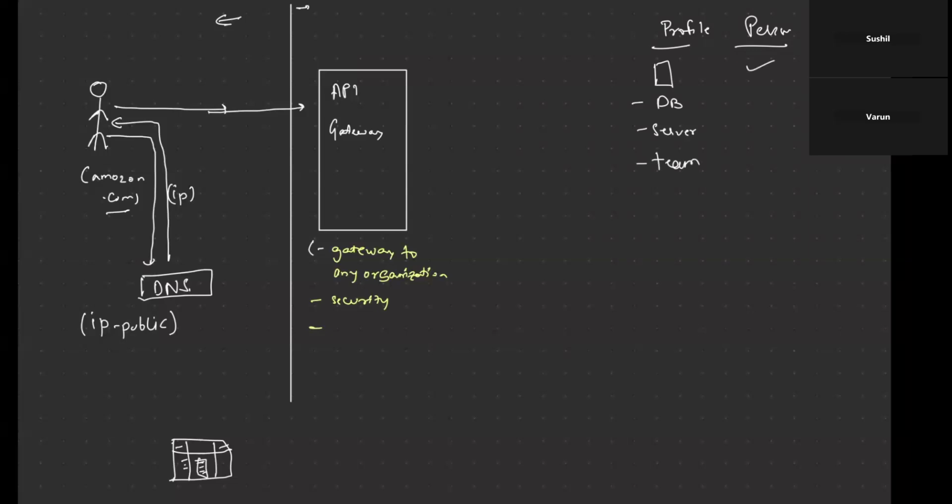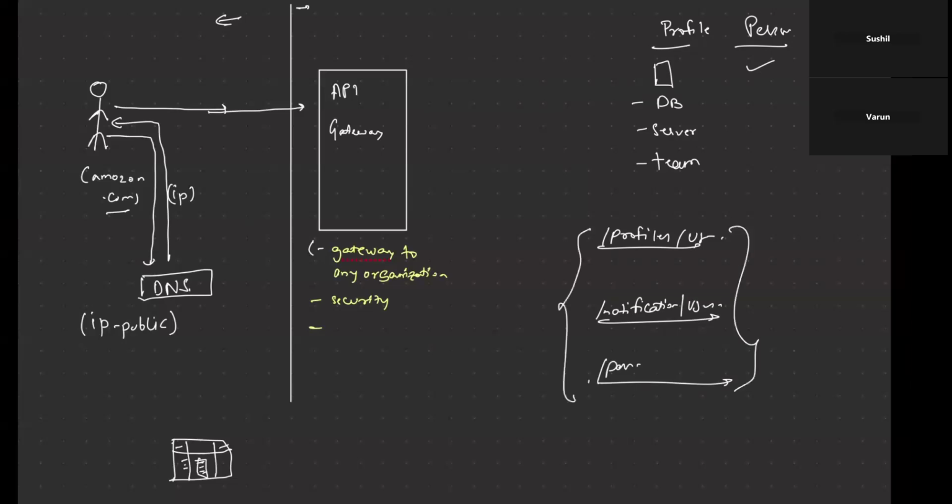Now how do these teams communicate with each other? Via the APIs they expose. For example, the profile team will expose an API like slash profiles slash user ID. The notification team will provide an API like notification slash user something. The personalization service will provide its own. If we combine all of these together, there are a hell lot of APIs exposed to us.